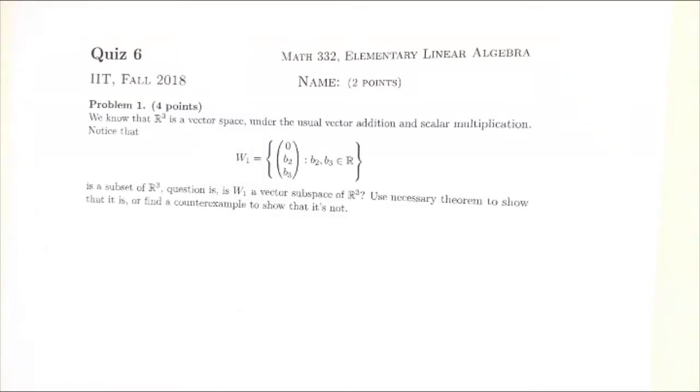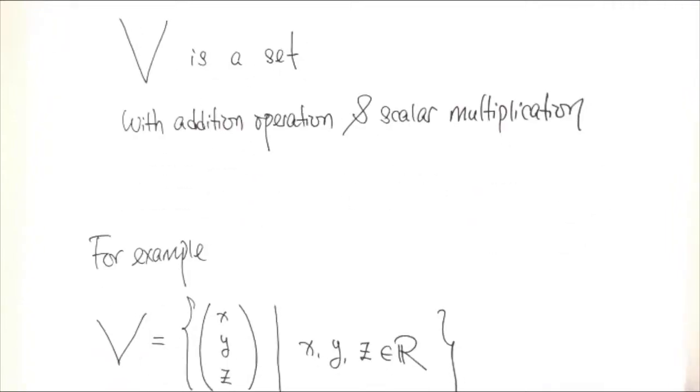In this video, I'm going to discuss with you the solution for quiz number 6. I'm going to show you some of your solutions and explain to you why they were wrong and how you can write better solutions. Now, before we do that, let us recall the definition of a vector space.